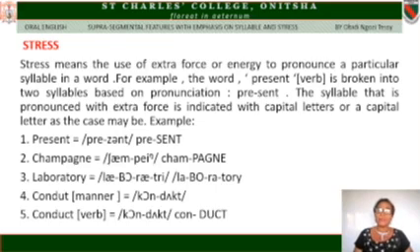For example, the word present as a verb is broken into 2 syllables based on pronunciation. Present. The syllable that is pronounced with extra force is indicated with capital letters or a capital letter, as the case may be. The syllable that is stressed must be indicated with capital letter or capital letters. 1. Present as a verb.